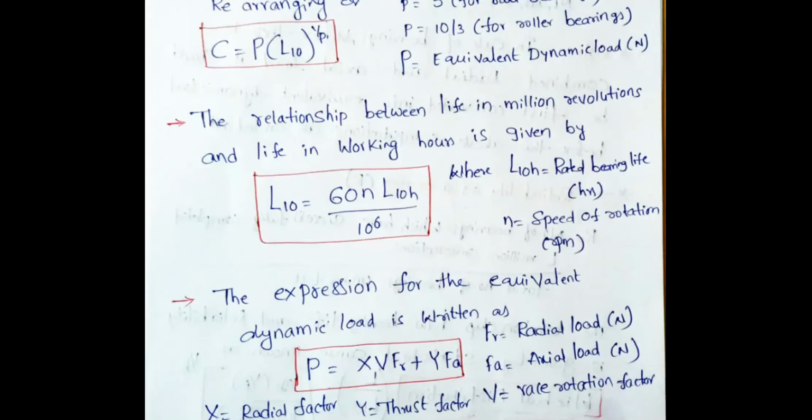And one more point here. Please observe this relation P equal to X into V FR plus Y into FA. In this relation, there is no such rule that every time we are having both radial load and axial load, where FR is the radial load and FA is the axial load. Sometimes you are having a radial load, sometimes you are having an axial load, or sometimes you are having both the loading conditions.